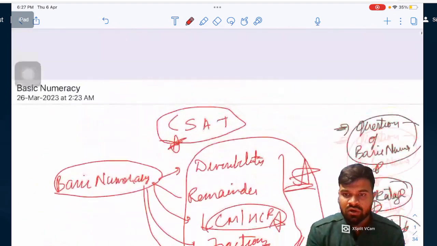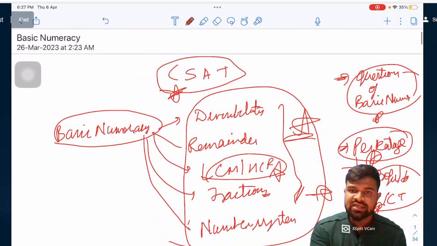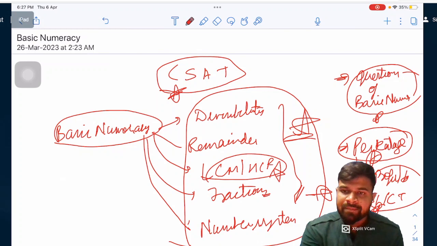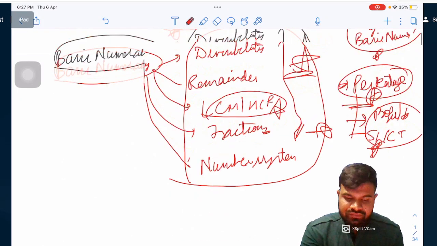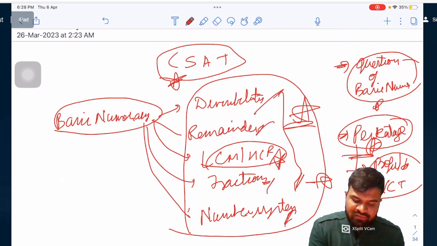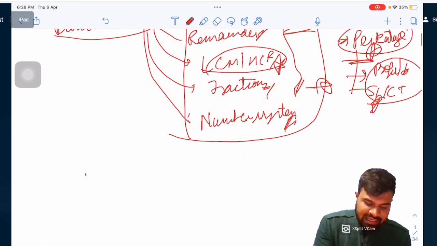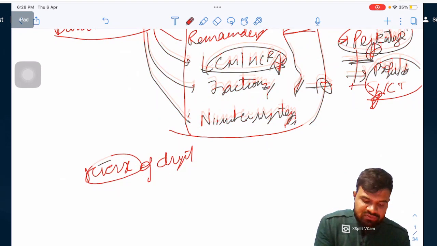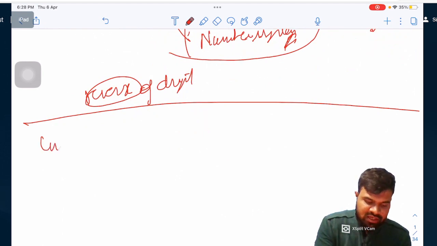This was a long discussion because the questions are so many. There are 70 questions, and in the actual exam, every year there are around that many. These are the basic themes: divisibility, remainder, LCM, HCF, fractions, number system. One more thing is the reverse of digits. I just want you to take some lines of thought from this lecture.